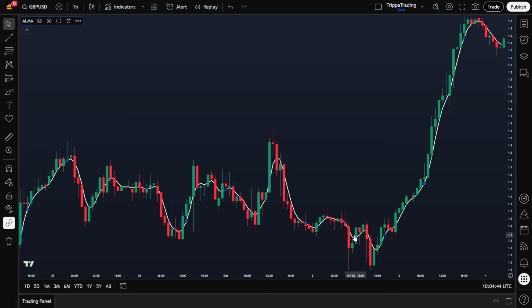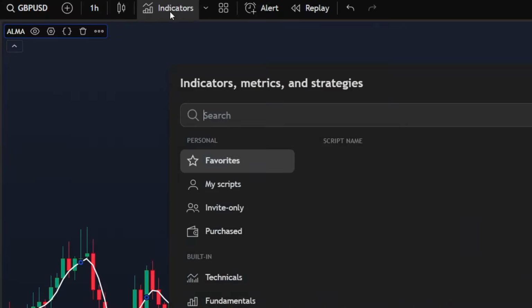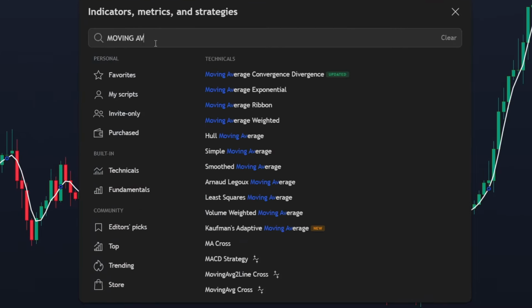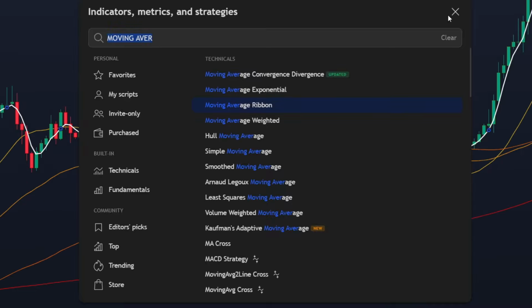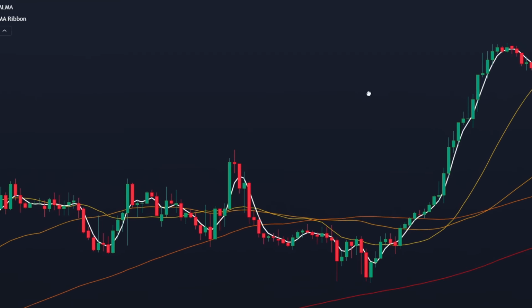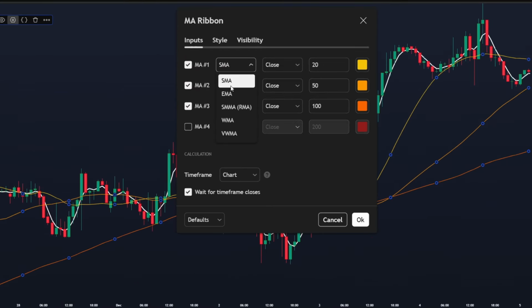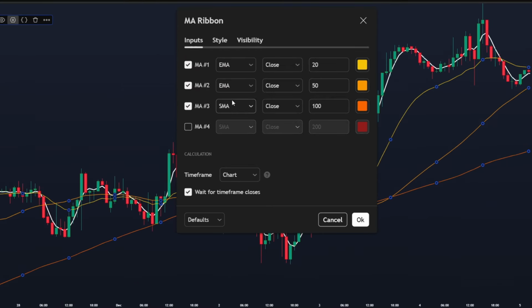Now we need to add 3 exponential moving averages, and for that we'll use the moving average ribbon. Go back to Indicators, search for moving average ribbon, and add it. By default it adds 4 averages, but we only need 3, so open the settings again from here. Remove one line and set all remaining ones to EMA.